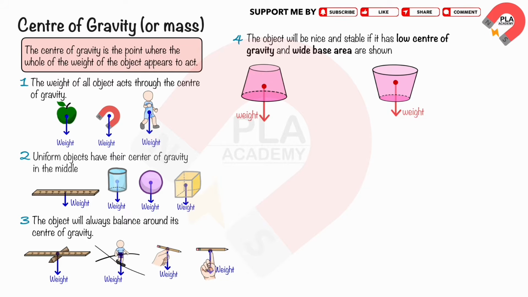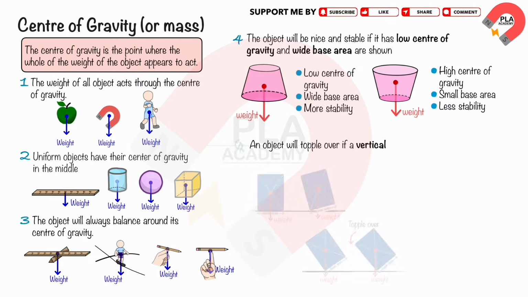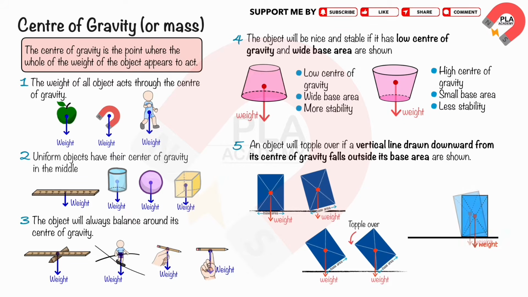For example, a conical frustum placed with its wider base on the ground is more stable than when flipped upside down. In the first case, the center of gravity is lower and the base area is wider, so more stability. In the second case, the center of gravity is higher and the base area is smaller, so less stability. An object will topple over if a vertical line drawn downward from its center of gravity falls outside its base area, as shown.